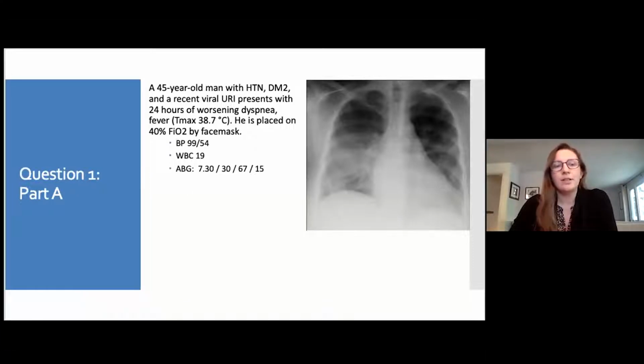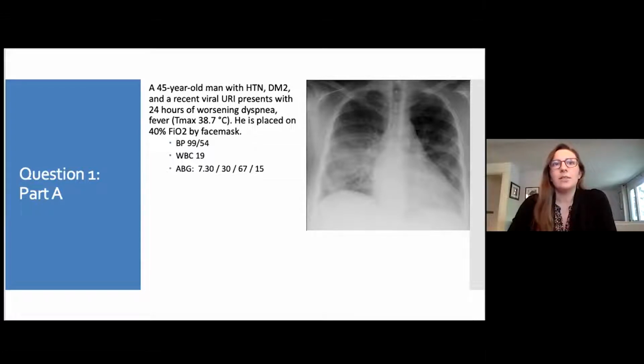This case is a 45-year-old gentleman. He has a history of hypertension, diabetes, a recent viral URI, and he comes in with 24 hours of worsening dyspnea. He has a fever with a Tmax of 38.7, and he's placed on 40% FiO2 by face mask. He's a little hypotensive. His blood pressure is 99/54. He has a leukocytosis with a white blood cell count of 19.